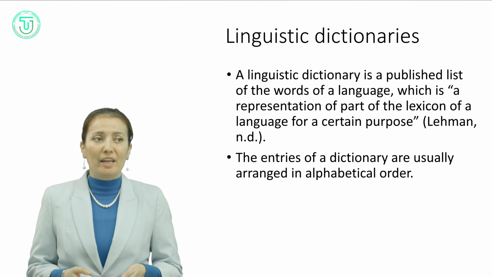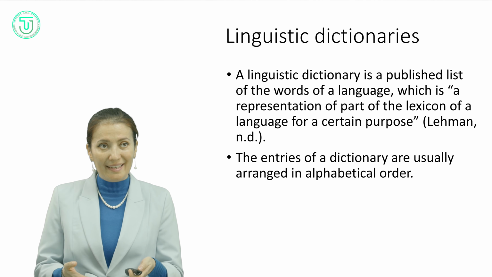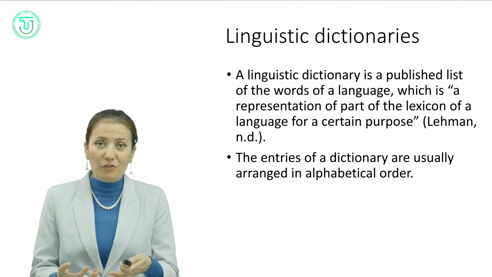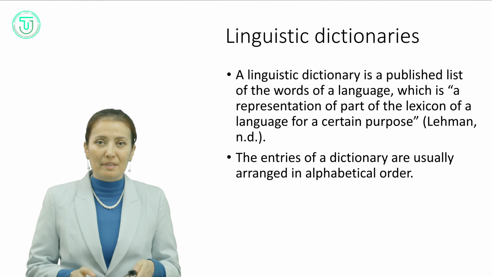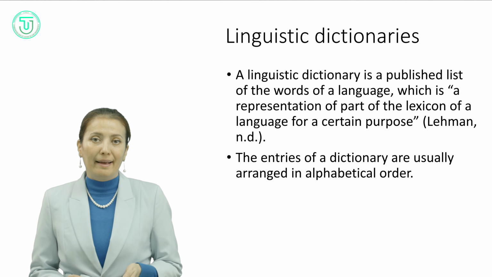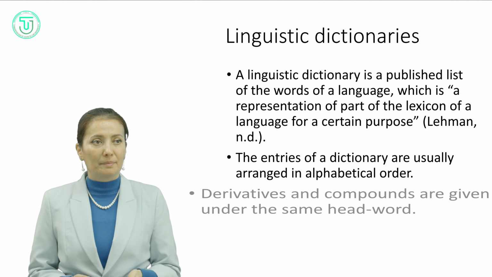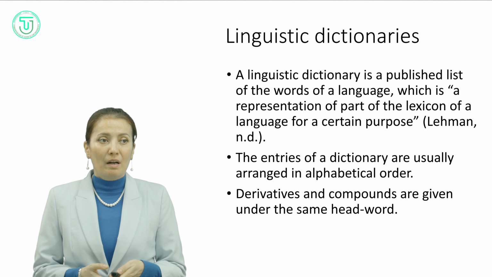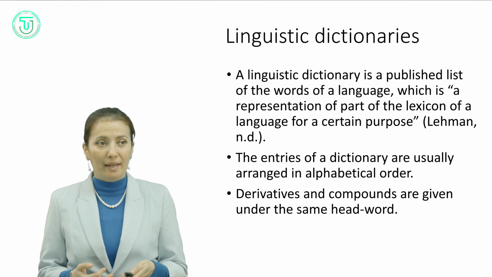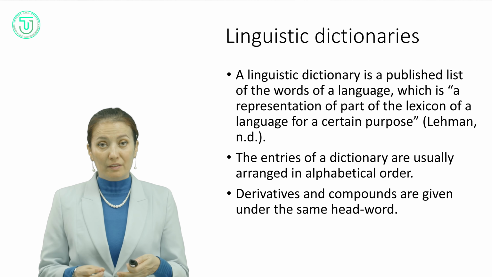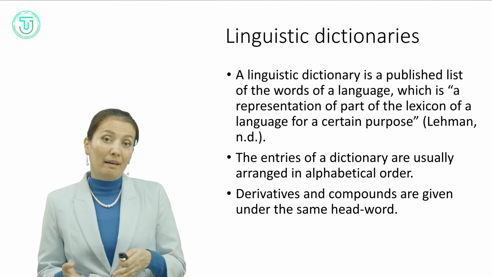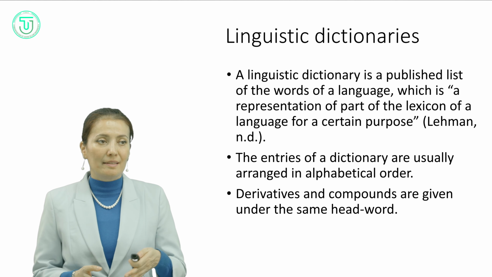Entries of a dictionary are usually arranged in alphabetical order. In most cases in linguistic dictionaries, they are alphabetical. For example, if a linguistic dictionary refers to poetry, for some purposes the ending may be taken into consideration rather than the beginning of a word, and in this case it won't be in alphabetical order. Derivatives and compounds are also included under the same head word, under the same entry. For example, the forms of the word sing, sang, singing, are included under the same head word.